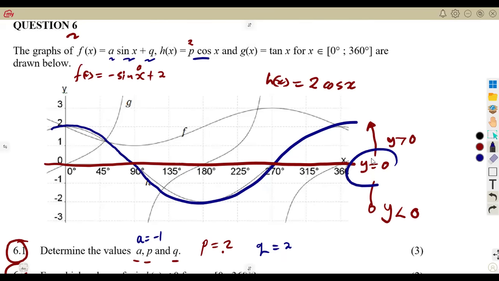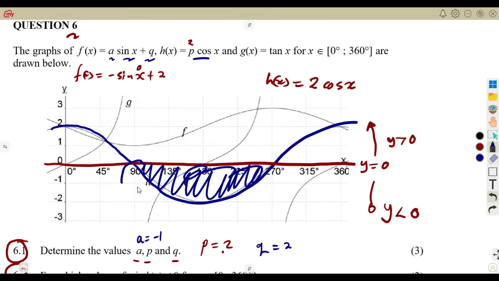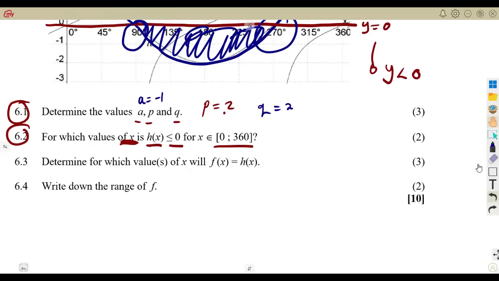Going down. At this point in the y-axis, that is exactly equal to 0. So you see that this is the region below the x-axis. This is the region that we want. So between which values? It is between 90 and 270 degrees. So it is between 90 and 270.